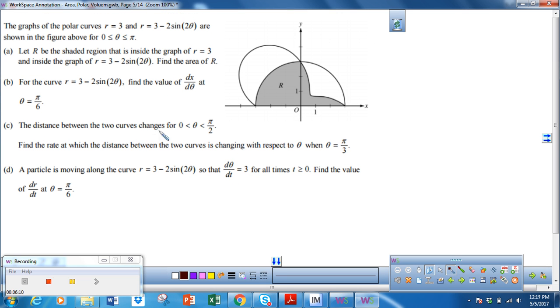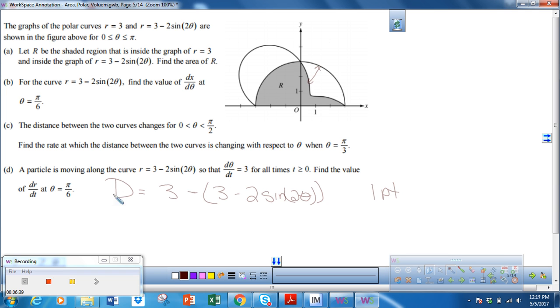C asks us to find the distance between the two curves from 0 to pi over 2. So the distance between the two curves is simply subtracting the two curves. Since r equals 3 is the outside curve, the distance is equal to 3 minus 2 sine 2 theta. Okay? And there was 1 point for recognizing that.